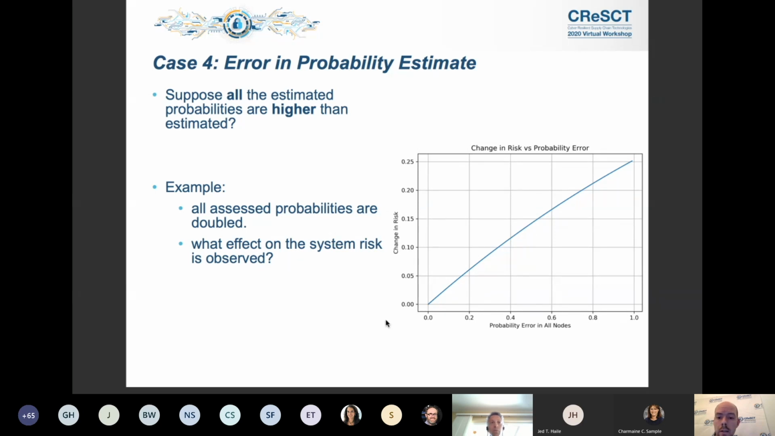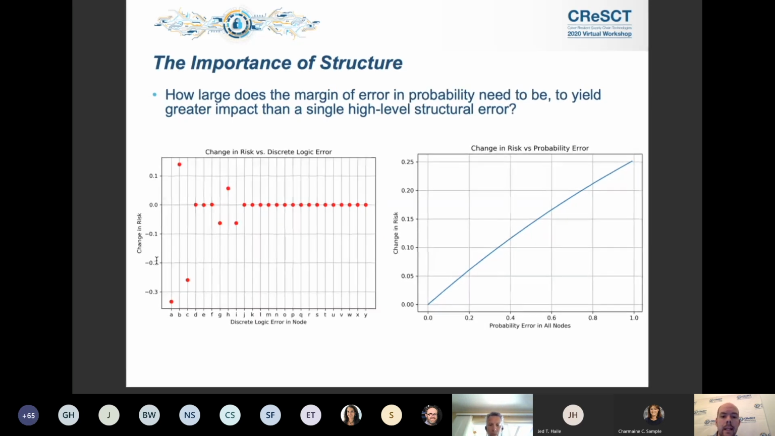And you see it's a nice linear relationship. So when all the nodes' risk goes up, then the system risk goes up in a linear way. It's happening to all the nodes at the same time. So that's why it's linear. It's a steady and problematic increase in risk.